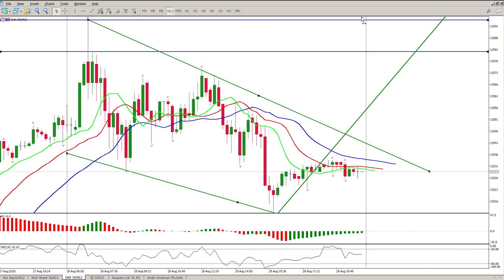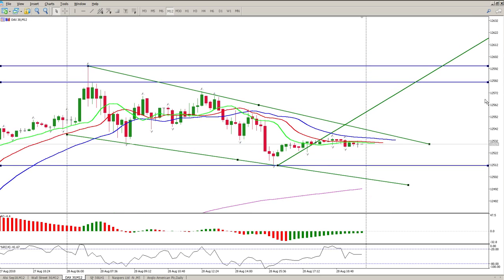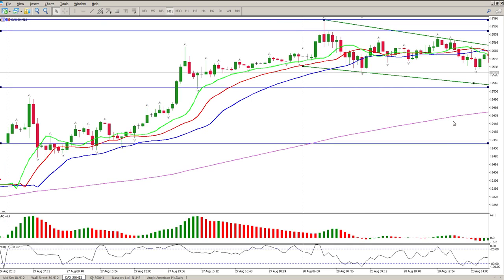I'm definitely looking for longs, and the question is, where do we get in? It will be based on price action, and I'm watching this level with interest, 12,511. If this level does go, then a short scalp is on, but just look to the left. I'll be watching every single tail as a potential turning point.